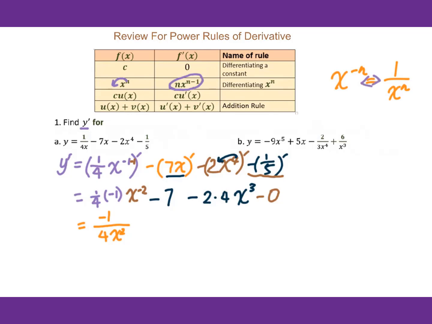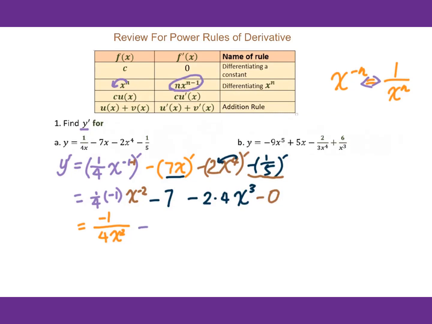And we can do it backward. Then minus 7 minus 8x to the third power. This will be the y prime.